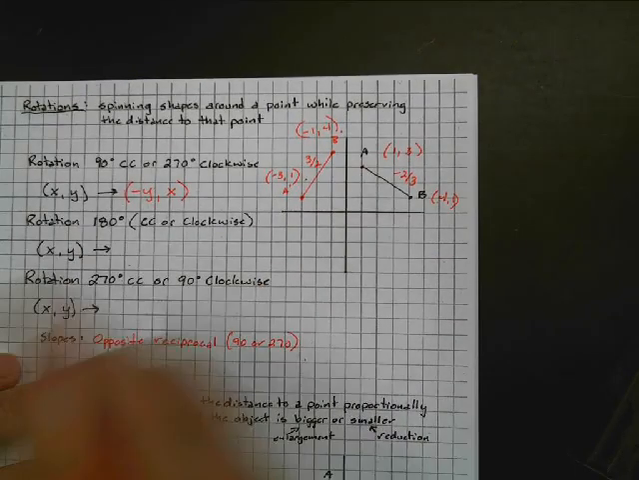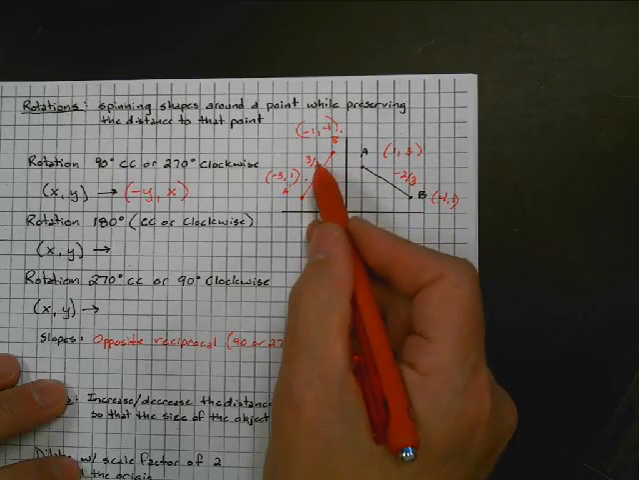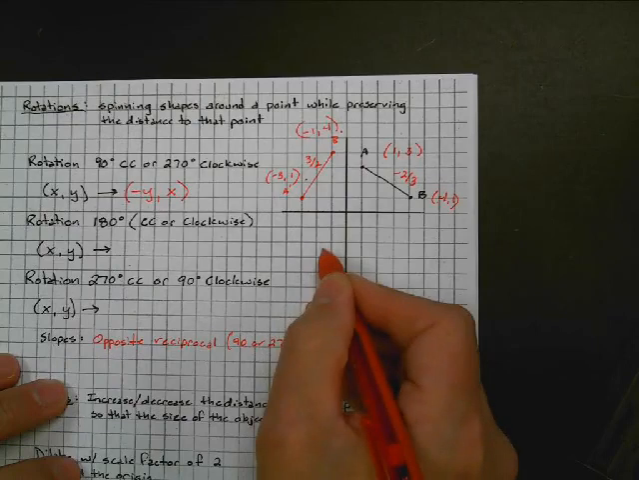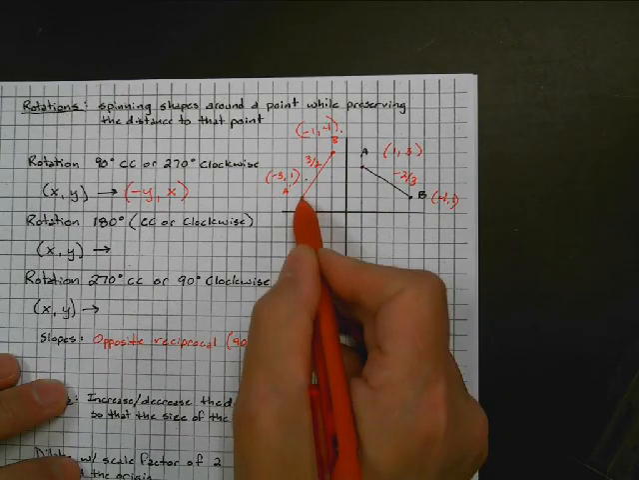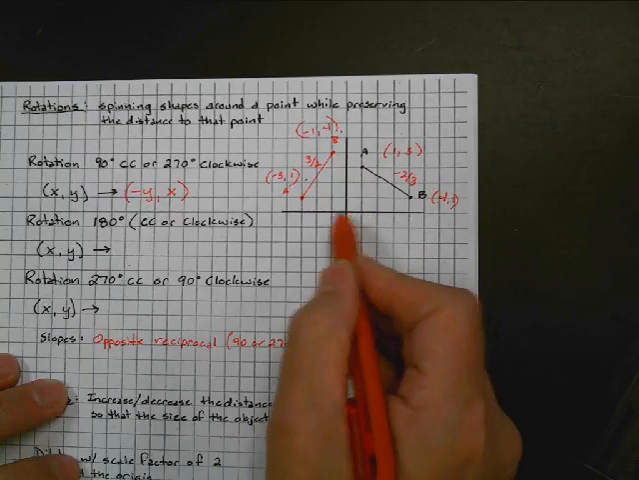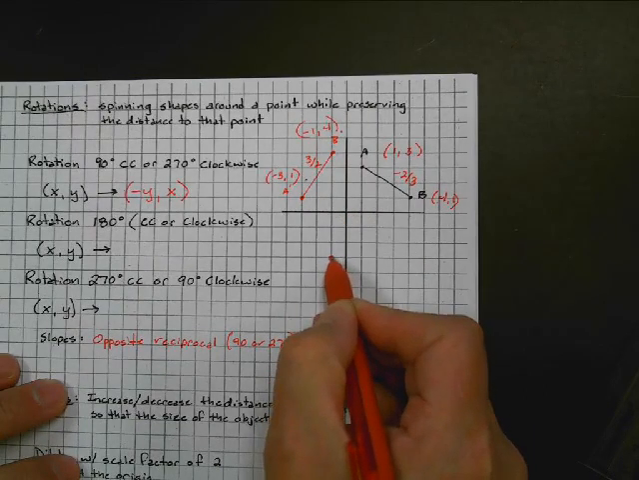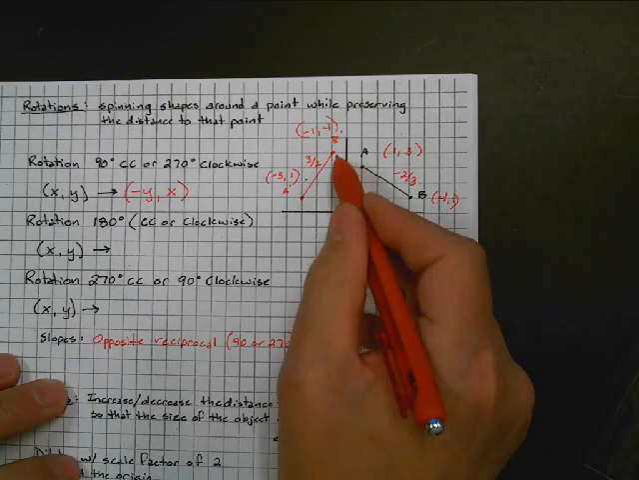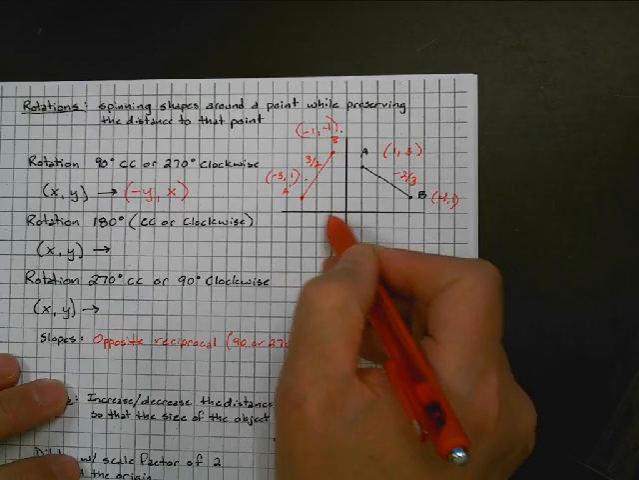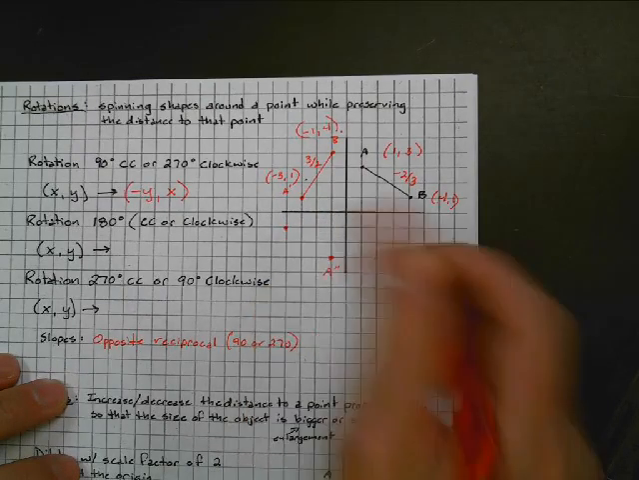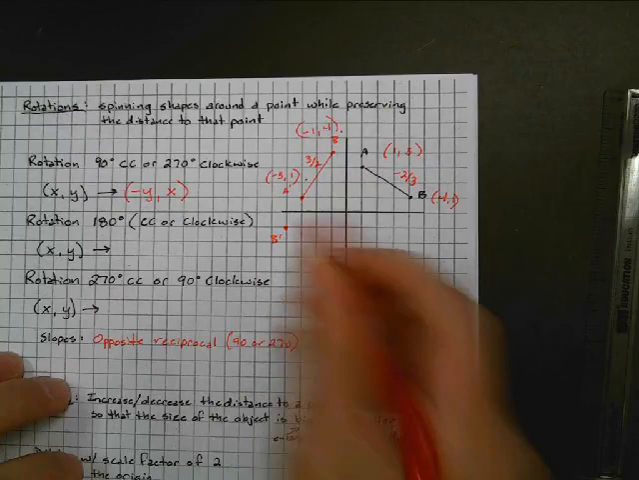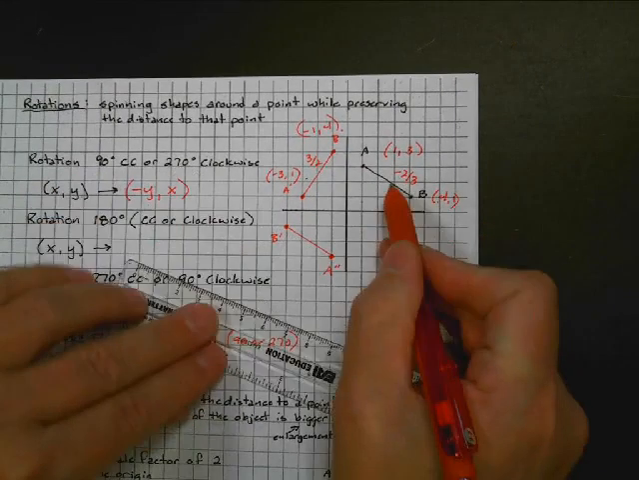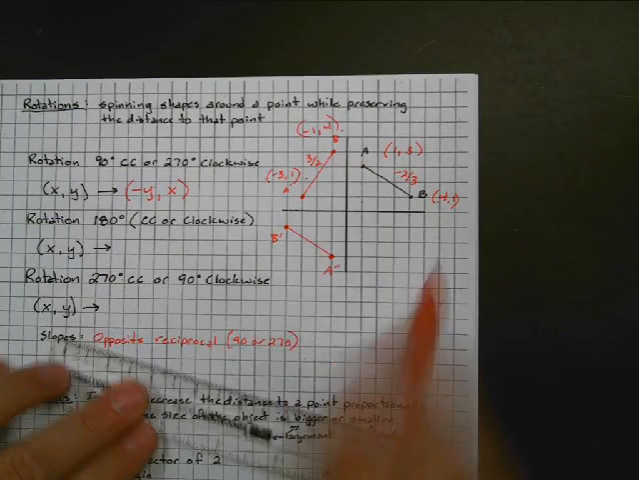Okay, next one, 180 degrees. Well, that's just another 90. And if I do another 90, I know that I'm going to end up in this quadrant here. So this A is at 3, 1. So instead, I'm going to go 1, 3. This B is at 1, 4. So I'm going to go 4, 1. So now we've taken this one and gone 90 and another 90, and now we're in this spot here.